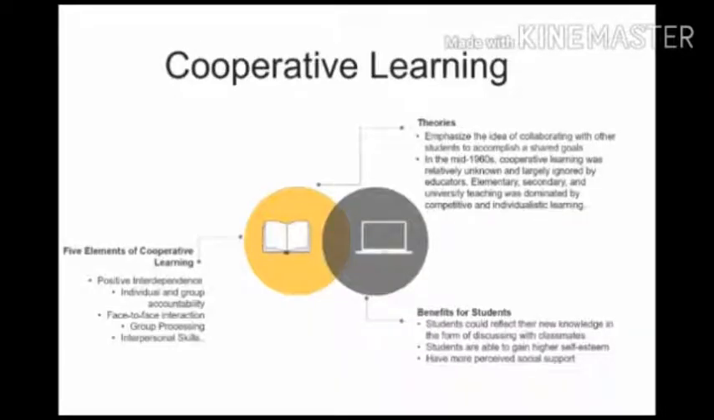Before we deliberate more about inside and outside circle, it is better to know cooperative learning as well, since this technique is also one of the cooperative learning techniques. To begin with, in the mid-1960s, cooperative learning was unfamiliar to educators. Elementary, secondary, and university teaching totally used competitive and individualistic learning. Meanwhile, cooperative learning emphasized the idea of collaborating with other students in order to accomplish a shared goal.